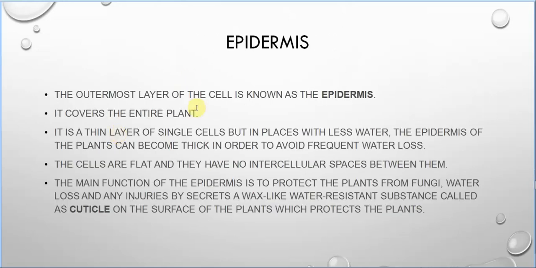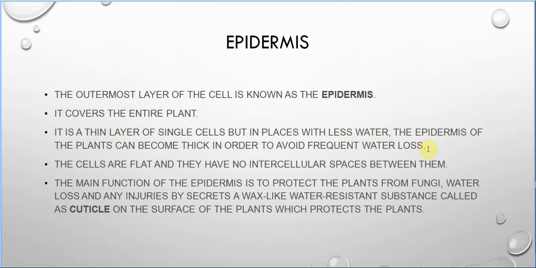The next comes epidermis. What is the meaning of epidermis? It is the outermost layer of cells. So the outermost layer of cells is known as epidermis. This epidermis covers the entire plant. That means the entire aerial part of the plant is covered with epidermis. It is a thin layer of single cells, but in places with less water, the epidermis of the plant can become thick in order to avoid frequent water loss.